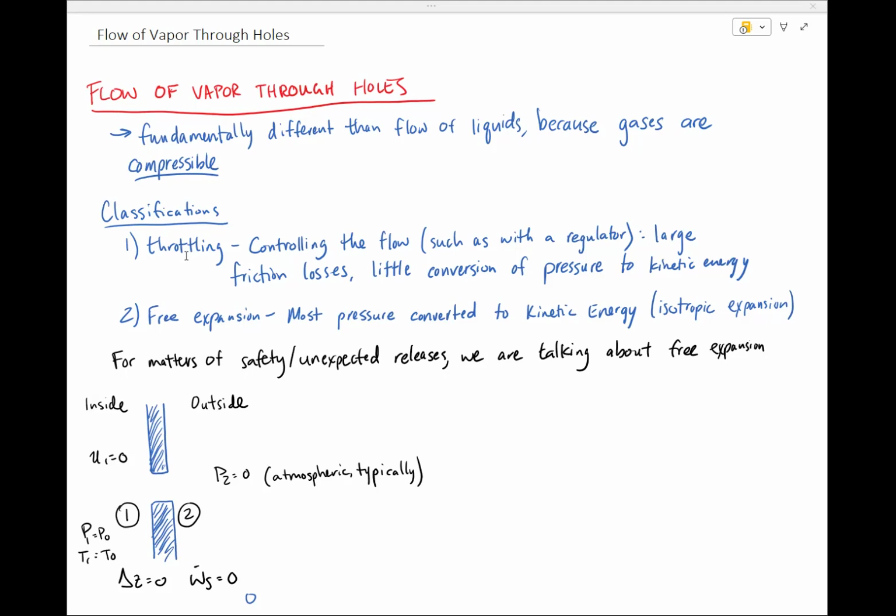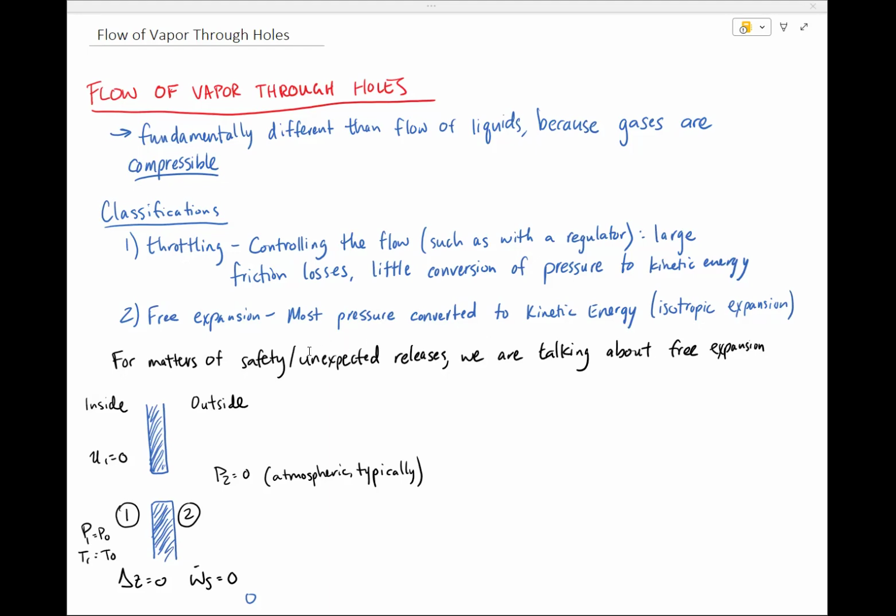The second type of classification is free expansion. This is where gas is just allowed to flow uninhibited, and this is where most pressure is converted to kinetic energy. And this is what could propel a rocket, for example. In your fluids class, this is called isentropic expansion. Most of the time in safety, we are dealing with free expansion.